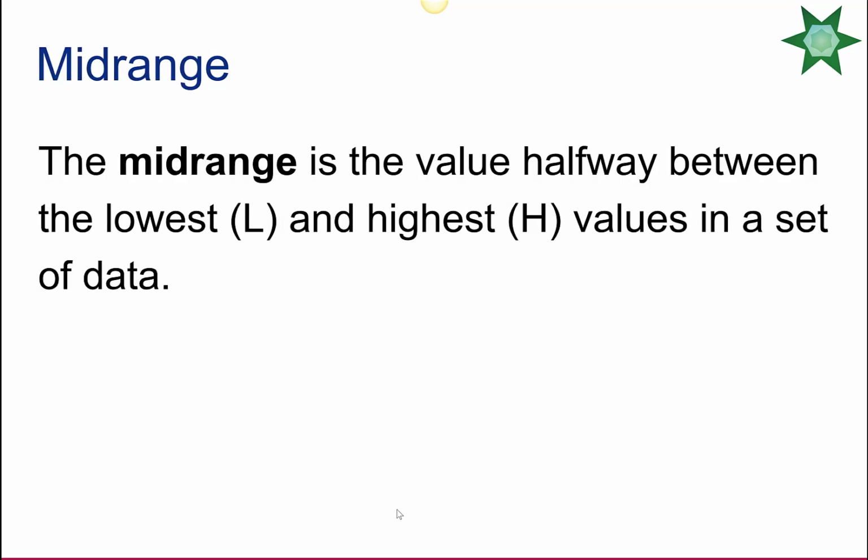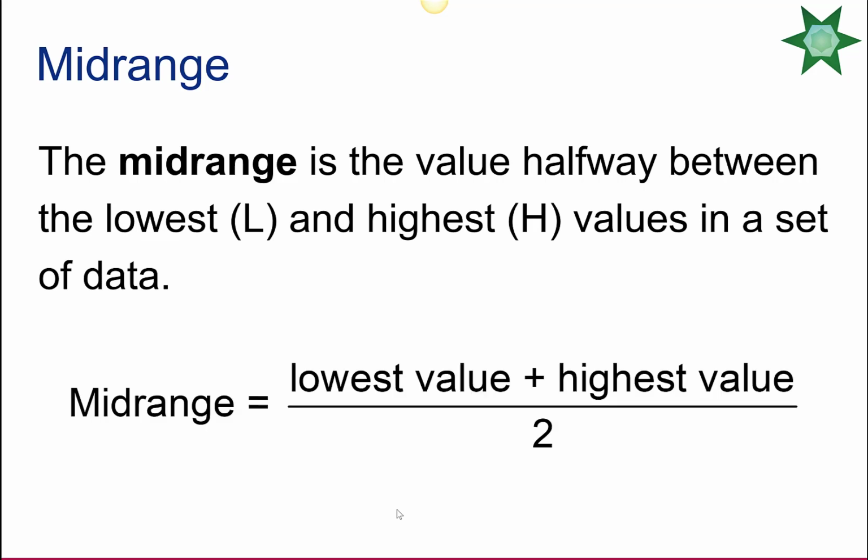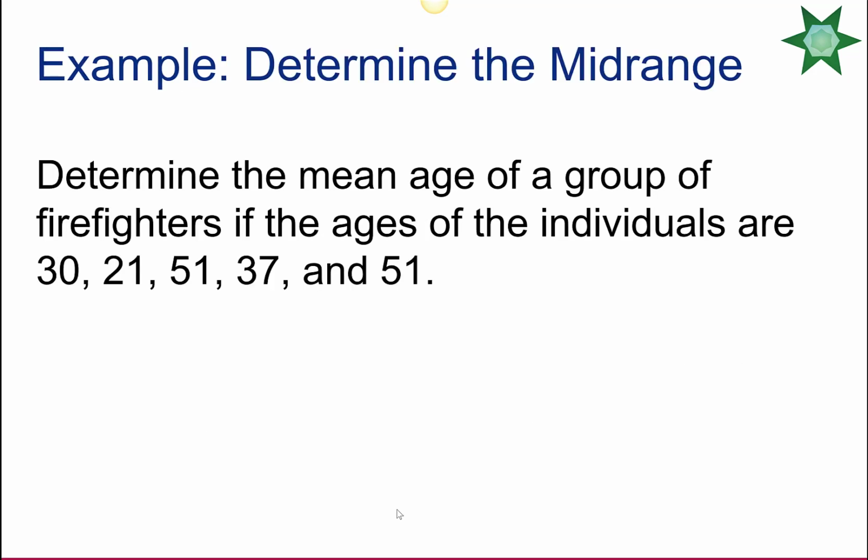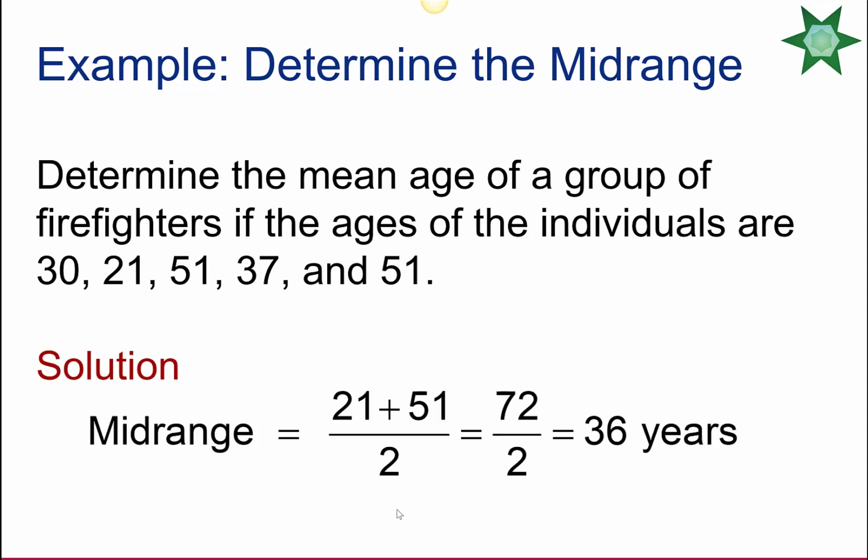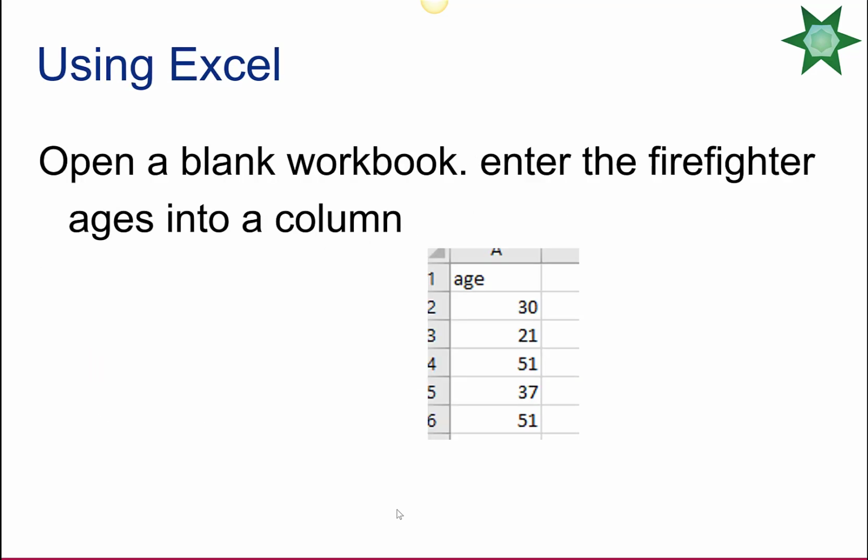The mid-range is the value that's halfway between the lowest and the highest in a set of data. Determine, this should say the mid-range of this group of firefighters' ages. So we're going to take the smallest, which is 21, plus the largest, which is 51, divide by 2, and we get 36 years.